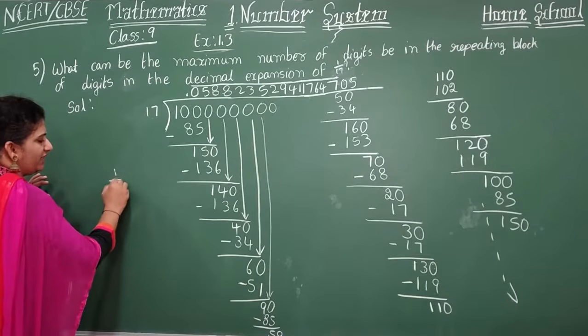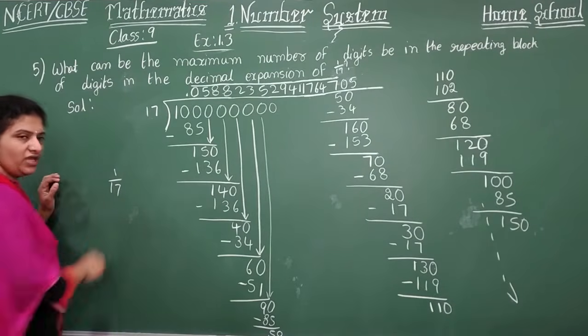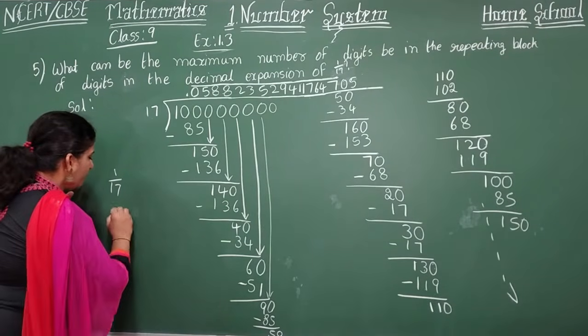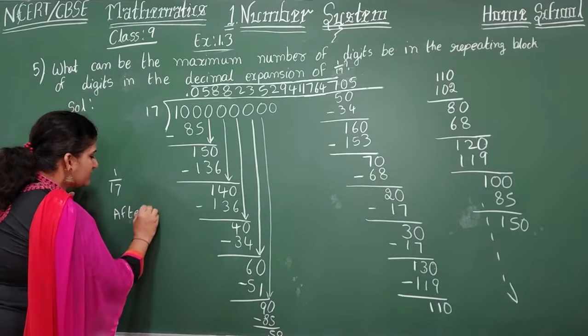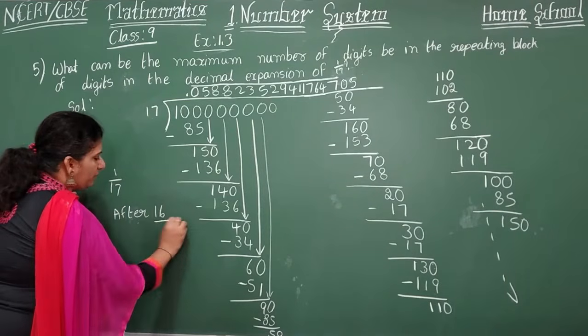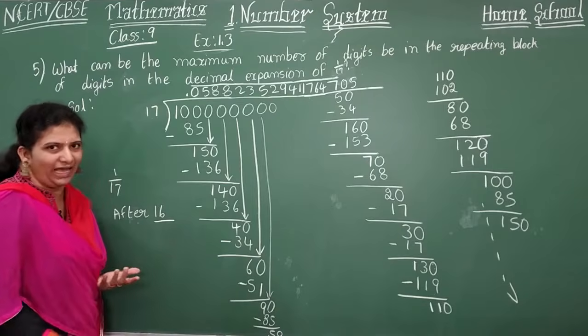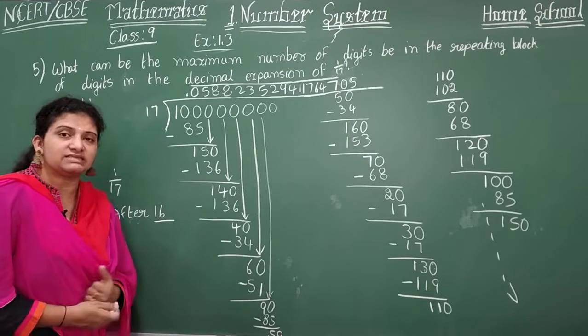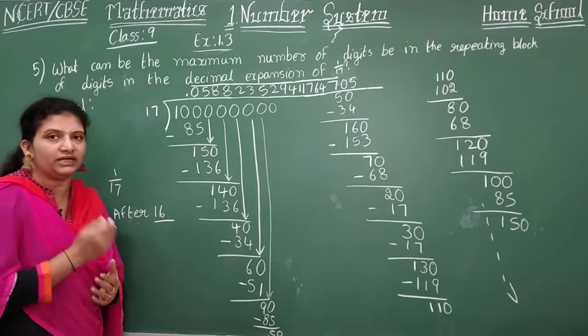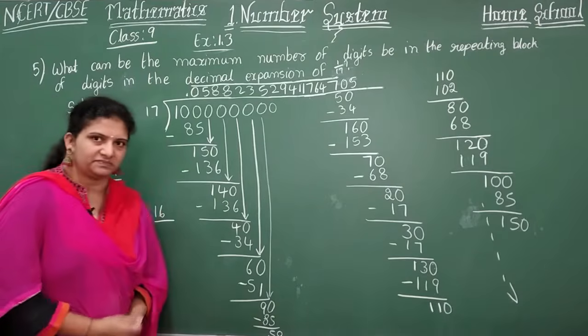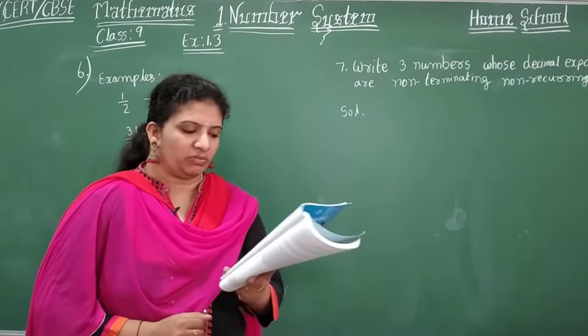So for 1 by 17, after 16 digits it will be repeated. You can just say 16 digits will be repeated in this answer. Let's look over your sixth problem here.